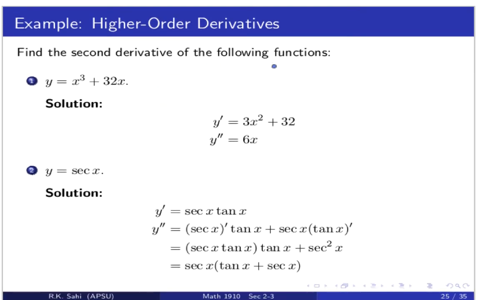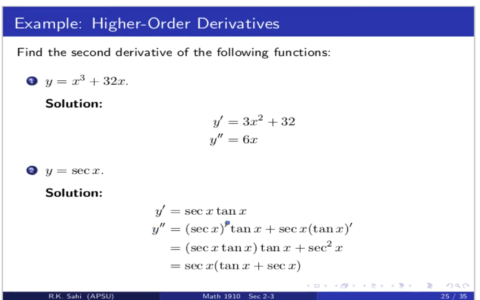Find the second derivative of these functions, y equals x cubed plus 32x. So the first derivative is 3x squared plus 32, the second derivative is 6x. Okay, let's look at the trigonometric function secant x. So you take the first derivative, it is secant x tangent x.